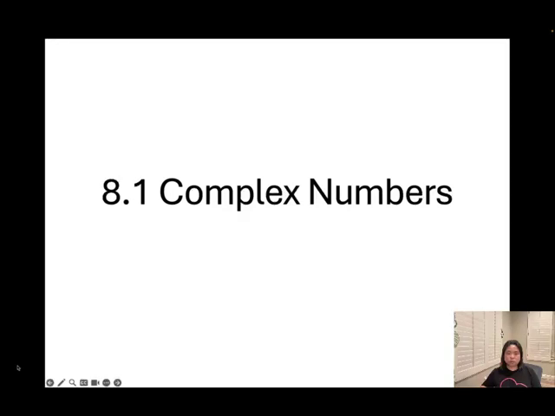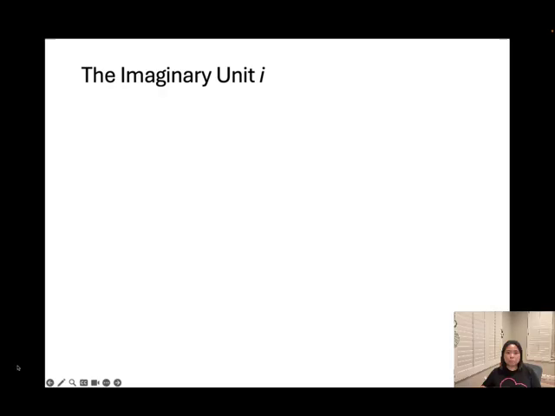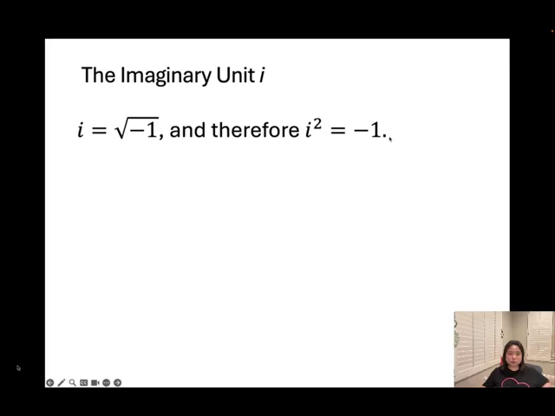Session 8.1 Complex Numbers. The imaginary unit i. We're going to let i equal the square root of -1. When you square this equation, you get i squared equal to -1.